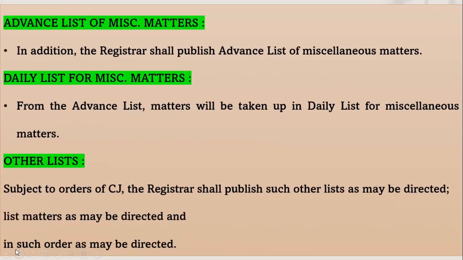Now let's come to the other two lists, the remaining last list. One is the advance list of miscellaneous matters, another is the daily list for miscellaneous matters. So, in addition, the registrar shall publish an advance list of miscellaneous matters. From the advance list, matters will be taken up in the daily list for miscellaneous matters. Now the third and last, this is miscellaneous kind of writs, like everything is covered into it. Subject to general or special order of the Chief Justice, the registrar shall publish such other lists as may be directed. List matters as may be directed, and in such order as may be directed.